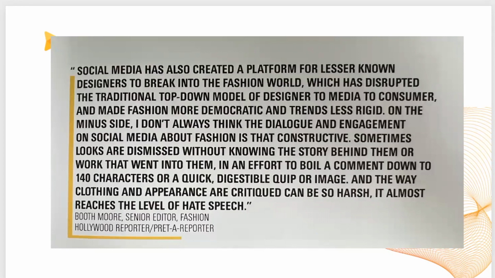On the minus side, I don't always think the dialogue and engagement on social media about fashion is that constructive. Sometimes looks are dismissed without knowing the story behind them or the work that went into them, in an effort to boil a comment down to 140 characters or a quick digestible quip or image. And the way clothing and appearance are critiqued can be so harsh, it almost reaches the level of hate speech. So social media has a positive and a negative impact, but it definitely disrupted the whole way we do marketing.